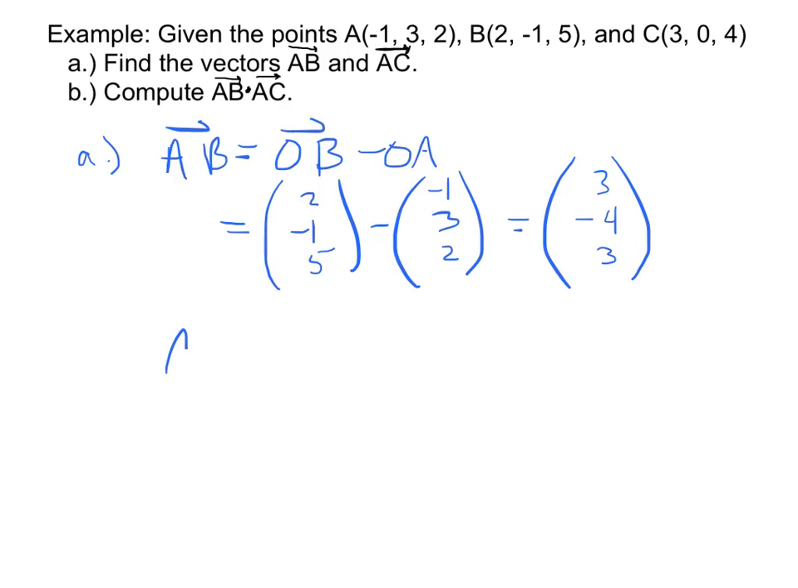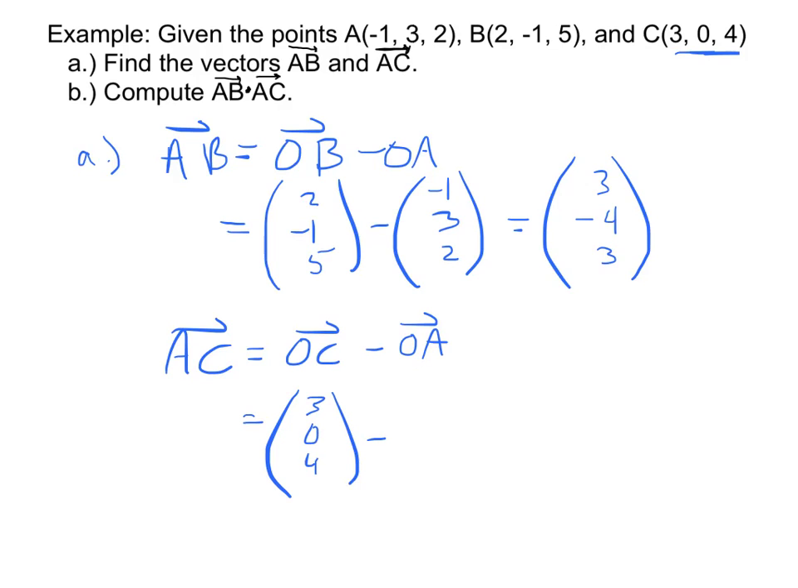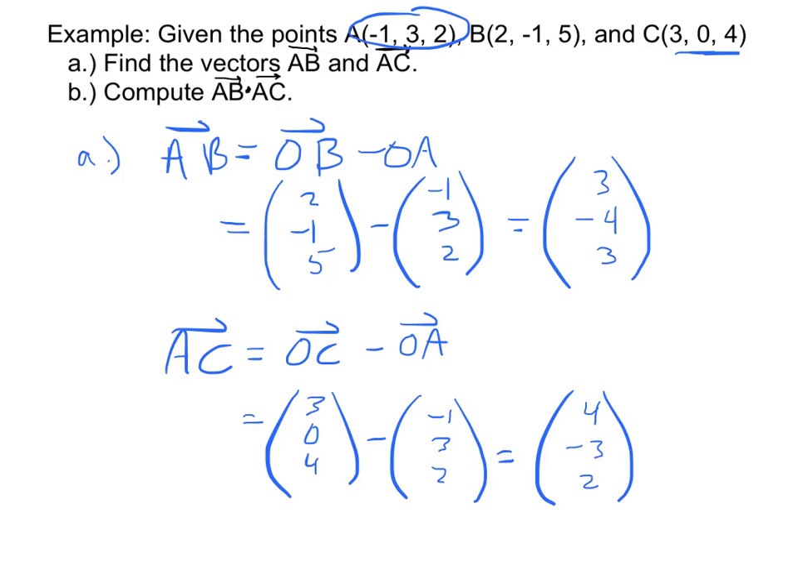My second part, they wanted AC. Well, for AC, we're going to do OC minus OA this time. Well, OC is just the position vector for C. That means it's going to be (3, 0, 4), minus the position vector for A, that's this one over here. That's the point, and we just write it as a vector. And when I subtract those, I end up with (4, -3, 2). So that's part A. Part A just asks us to find those two vectors.